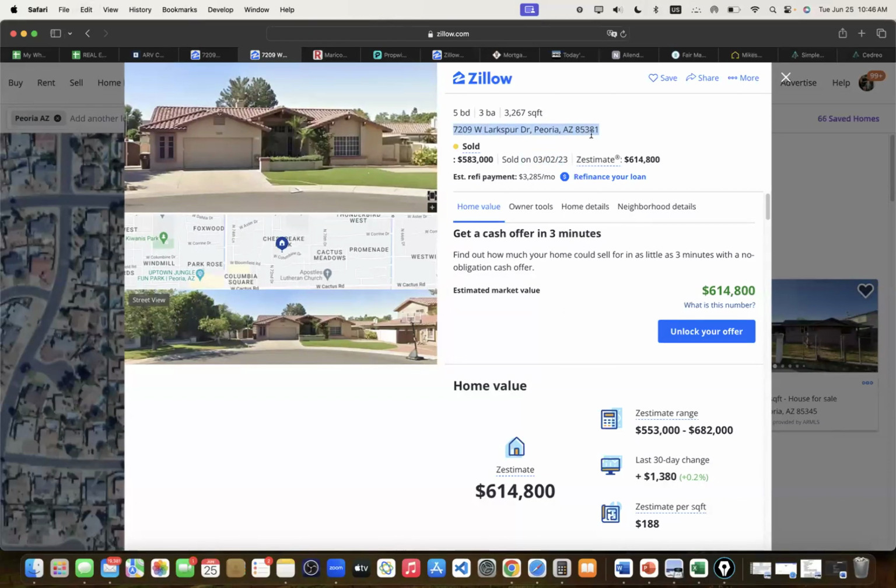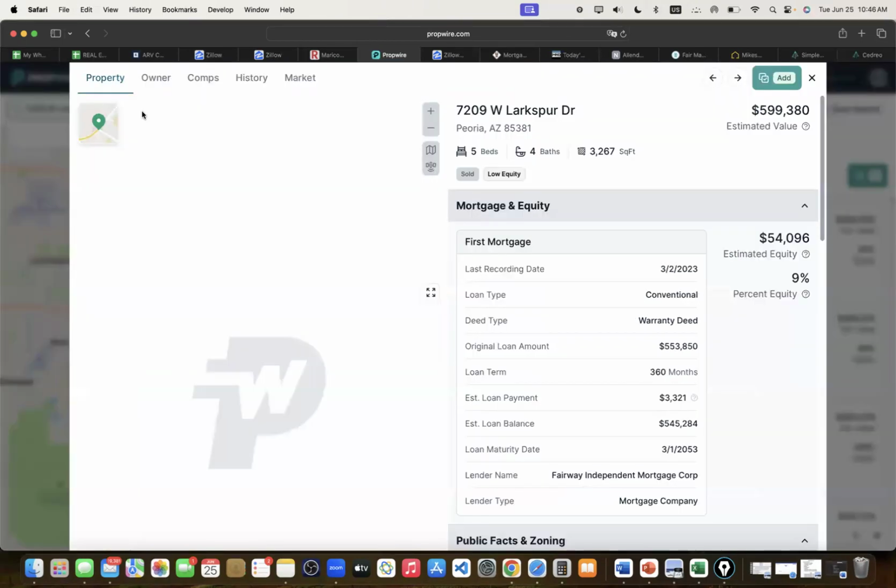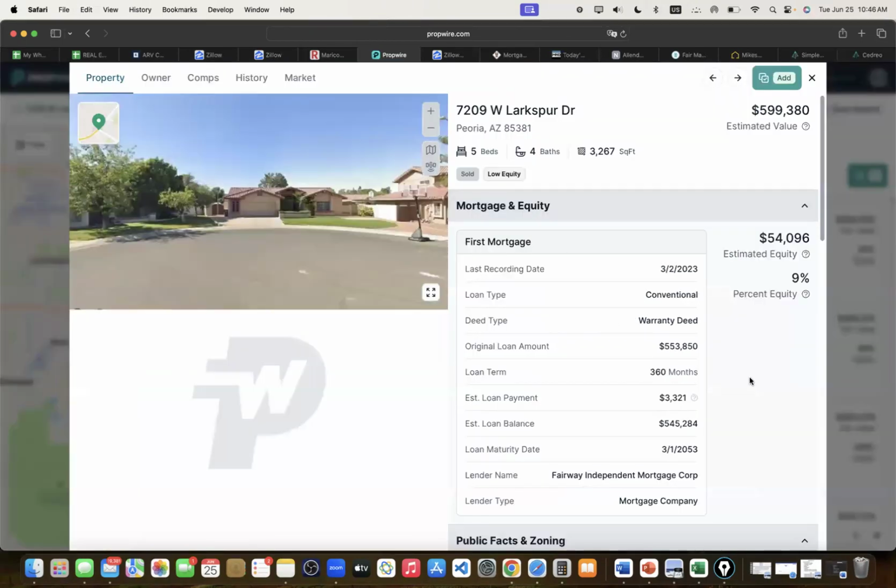So if I'm seeing that off the bat, I'm going to be looking for a loan. See if there's a loan on this property. There is. So here we go. This is a great subject-to property. Only 9% equity with $545,000 of estimated loan balance.